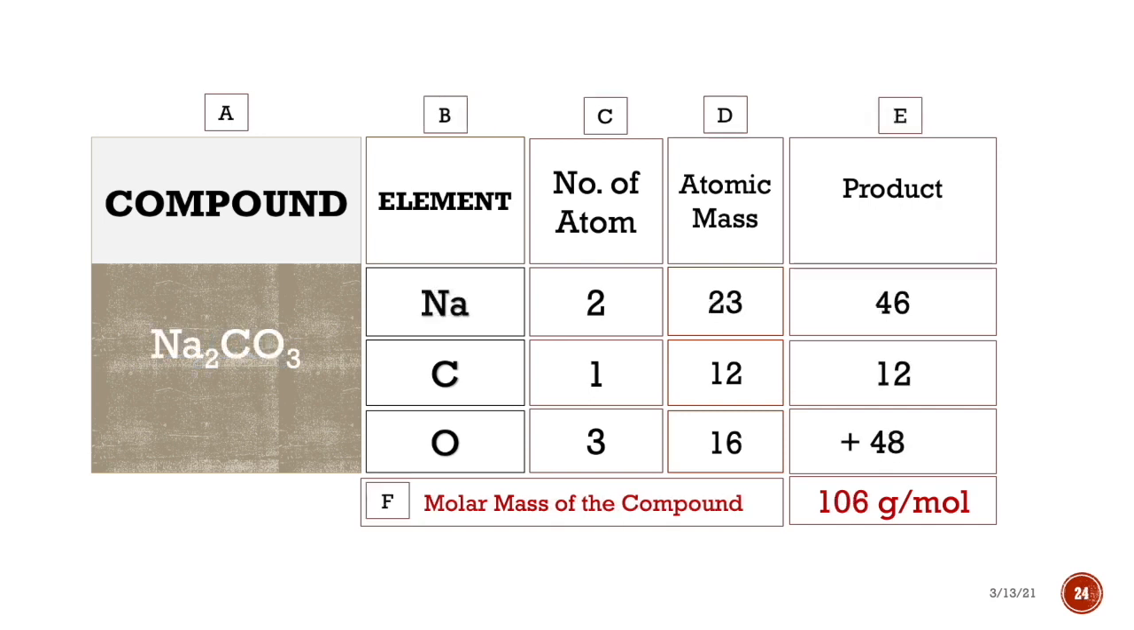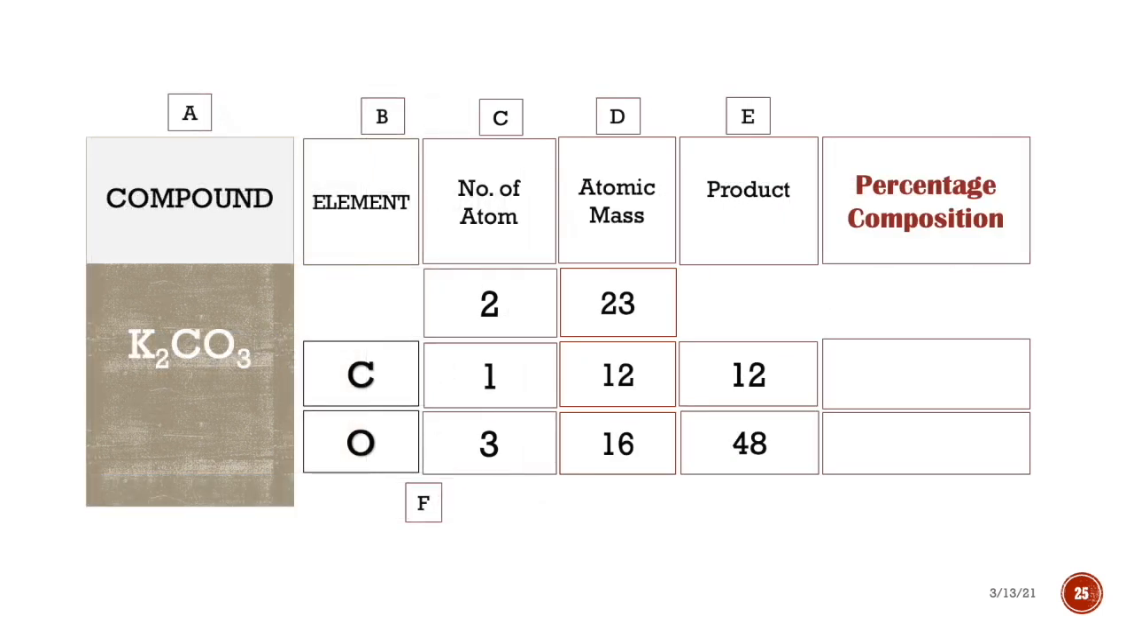46 plus 12 plus 48 equals 106. This is equal to the molar mass of the compound sodium carbonate. Now, we are ready to compute for the percentage composition of these substances. All we need to do is to divide each computed value under column E by the computed molar mass labeled as F in the table. Then, multiply this by 100. The units are automatically cancelled.